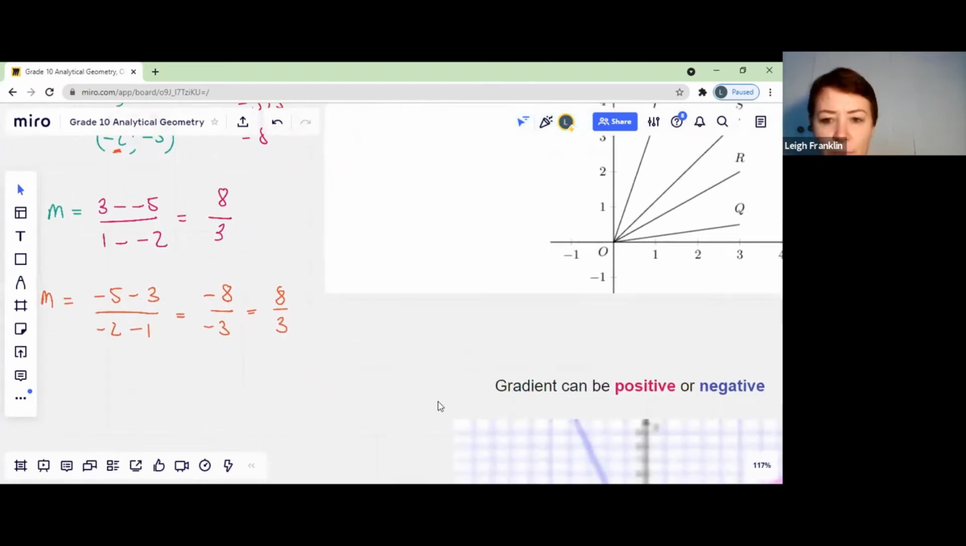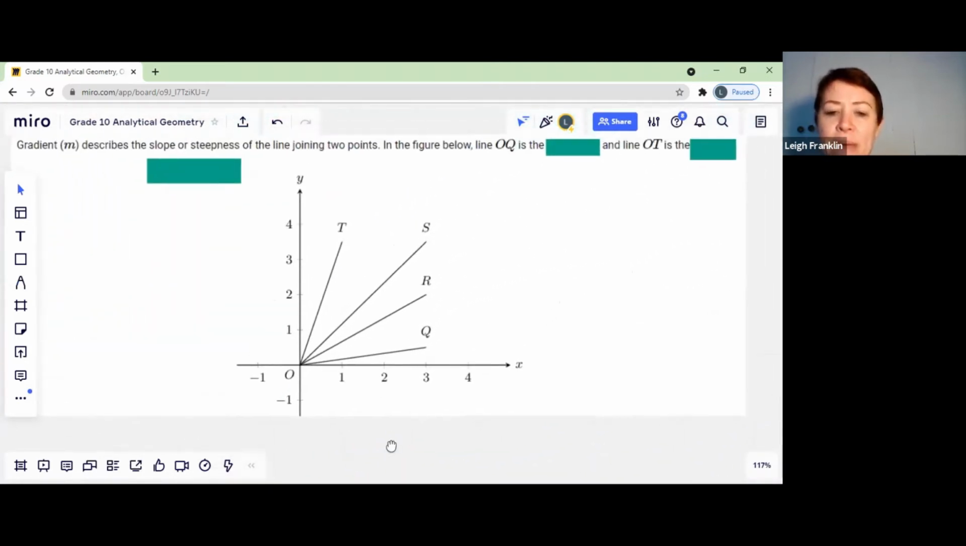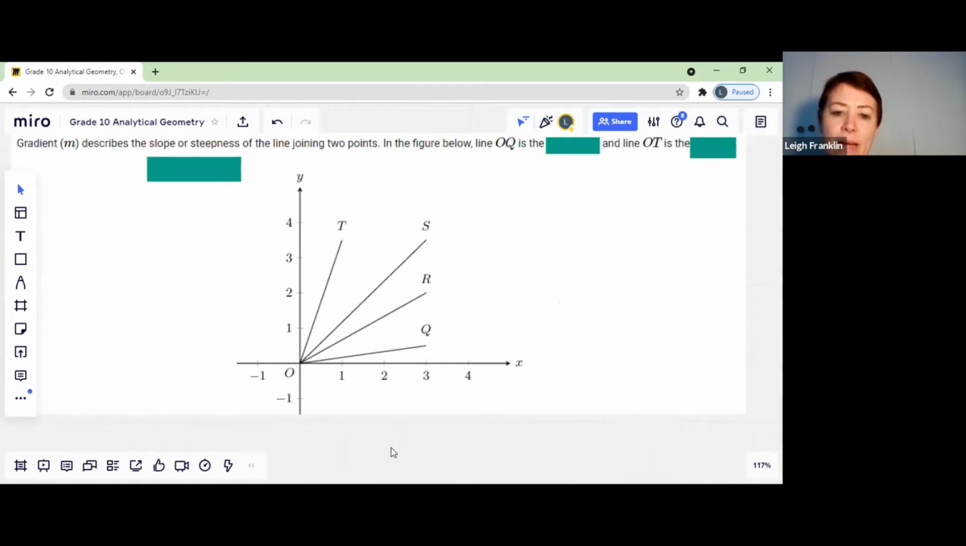Cool beans. Okay, so gradient is a measure of how steep a line is. So line OQ is the least steep and line OT is the most steep. So as your gradient increases, so its value increases. So in other words, if I was to work out the gradient of OQ, it would be a smaller value than the gradient of OT. Okay, until eventually your gradient can be 0.